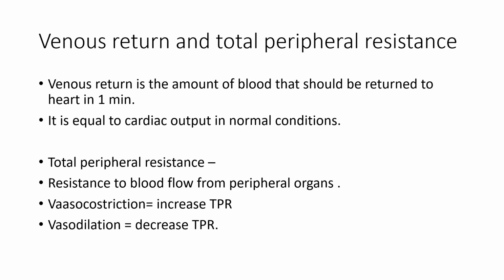Now venous return and total peripheral resistance. Venous return is basically the amount of blood that is coming to the heart in 1 minute, and it is equal to the cardiac output in normal conditions. Actually, venous return is not equal in pathological conditions, and it is very fatal to the person.